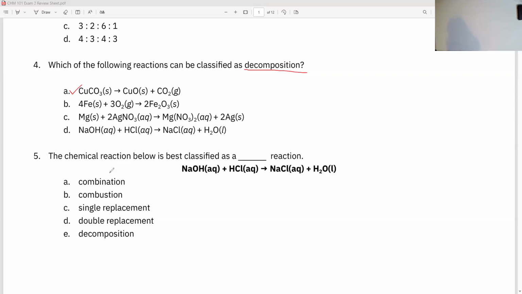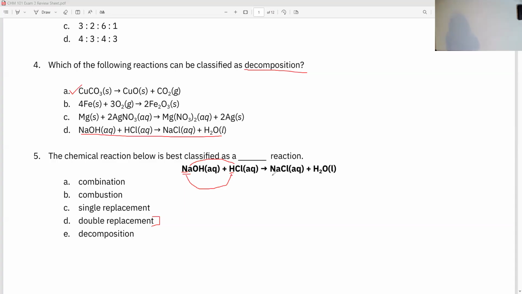The next question, number 5, asks us the chemical reaction below is best classified as what type of reaction? And this is the exact reaction that we just looked at up here. So based on our definitions of reactions, for something to be classified as a double replacement reaction, your cation in each of your starting compounds needs to switch places. It needs to switch spots with each other. Okay. And so your sodium should switch over to where the hydrogen was, and your hydrogen should switch over to where the sodium was for it to be a double replacement reaction.